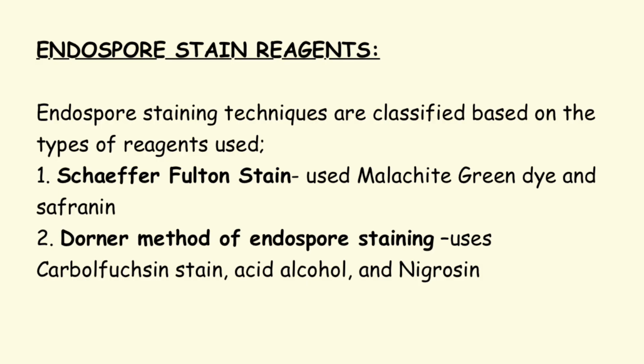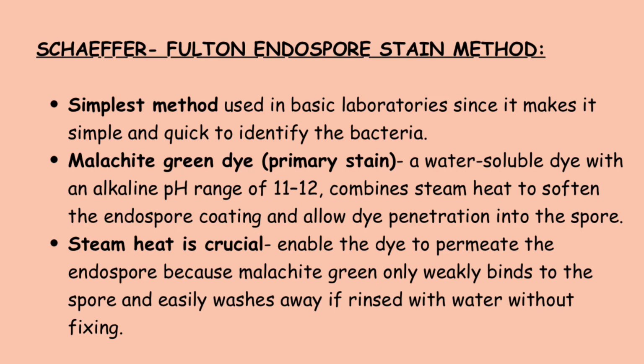Endospore stain reagents. Based on the type of reagents used, endospore staining techniques are classified into the Schaeffer-Fulton stain, which uses malachite green dye as the primary stain and safranin as the secondary stain. The Dorner method of endospore staining uses carbolfuchsin stain, acid alcohol and nigrosin. In this video, we are going to discuss the Schaeffer-Fulton endospore staining method. Now let's see the principle of the Schaeffer-Fulton endospore staining method.